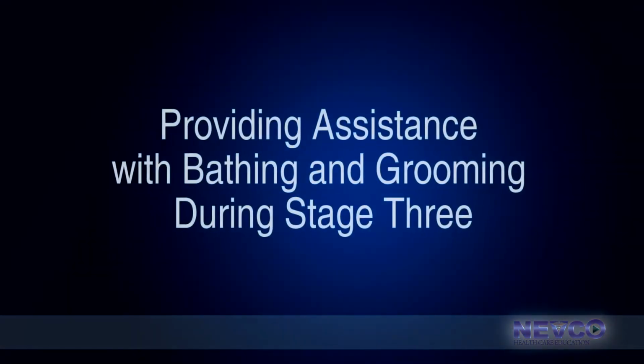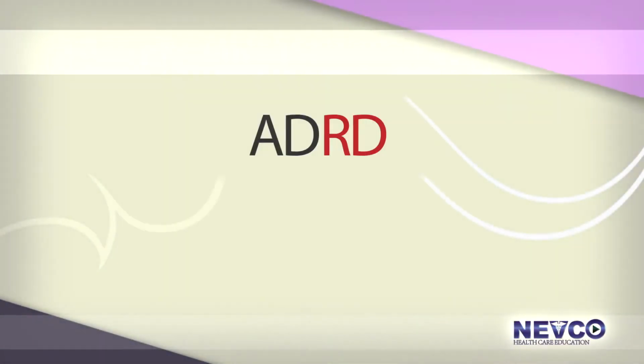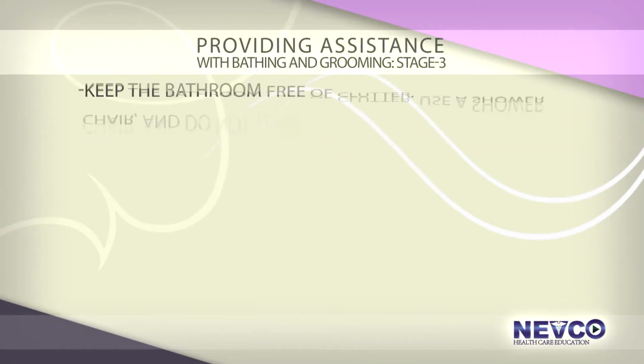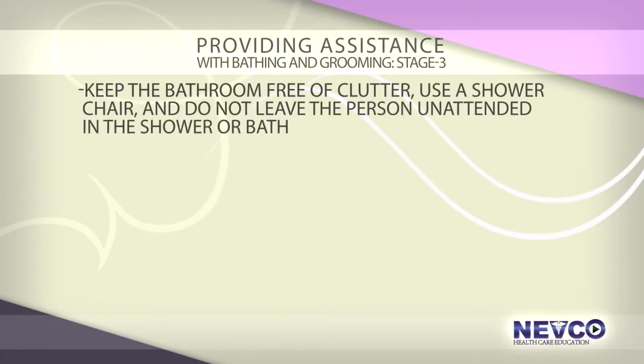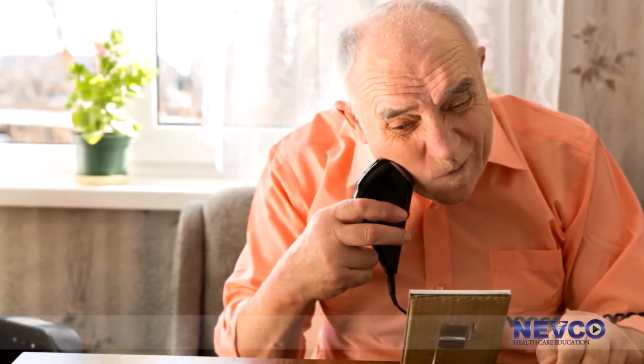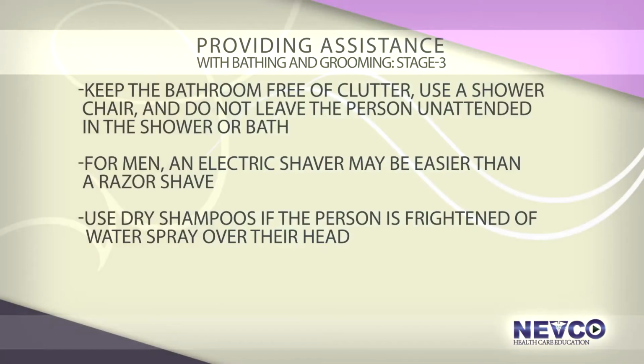Providing assistance with bathing and grooming during stage 3. Keep the bathroom free of clutter. Use a shower chair and do not leave the person unattended in the shower or bath. For men, an electric shaver may be easier than a razor shave. Use dry shampoos if the person is frightened of water spray over their head.